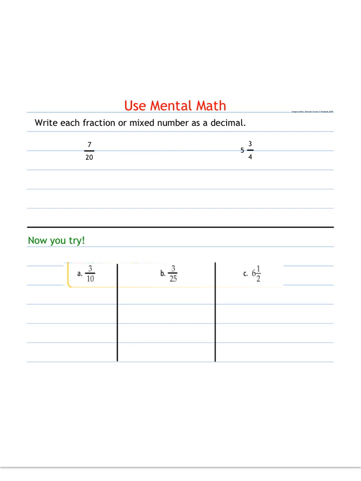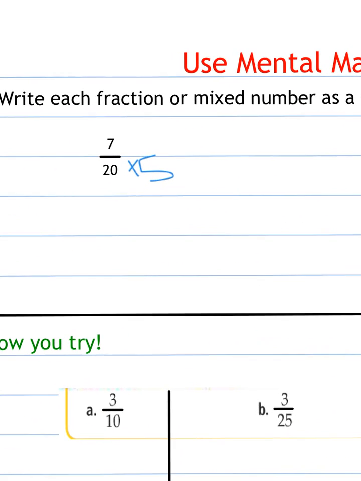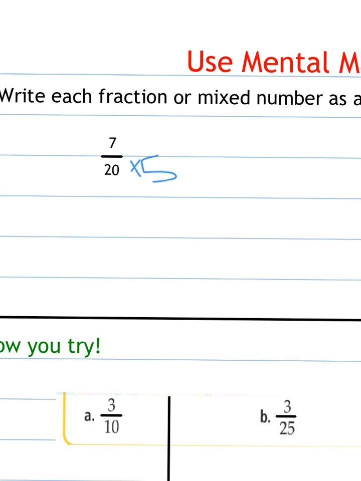All right, we are using mental math to write each fraction or mixed number as a decimal. So looking at 7/20 or 7/20ths, we need to get this denominator. I look at it and I know that 20 can go into 100 by multiplying by 5. I'm going to zoom in here. All right, and whatever I do to the bottom number, I also have to do to the top number. 7 times 5 is 35. 20 times 5 is 100. So now we have 35 hundredths.